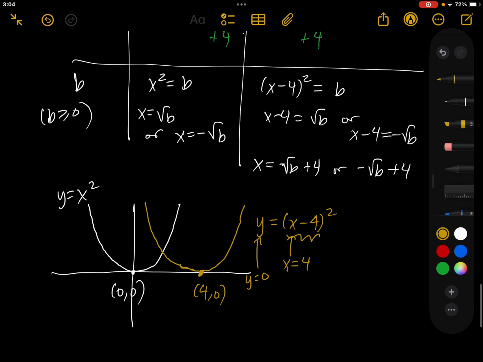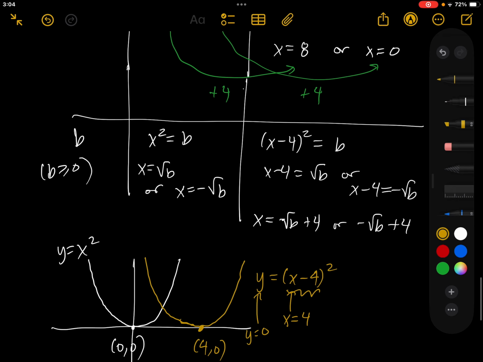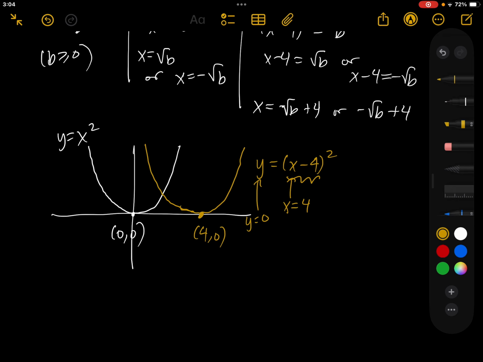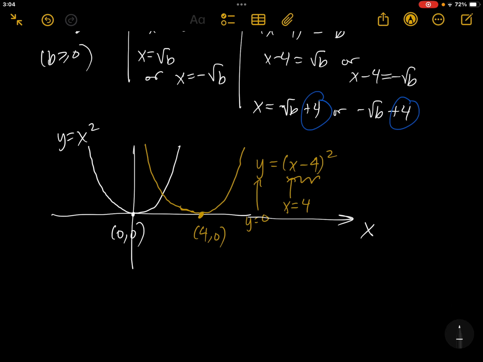So whenever you're solving for what x is when y equals b, you end up adding 4 to the value of x. Like here there's a plus 4, you add 4 to the values of x. And that's why you end up shifting to the right by 4 units. You're shifting by 4 units along the x-axis. So horizontal shift by 4 units to the right.